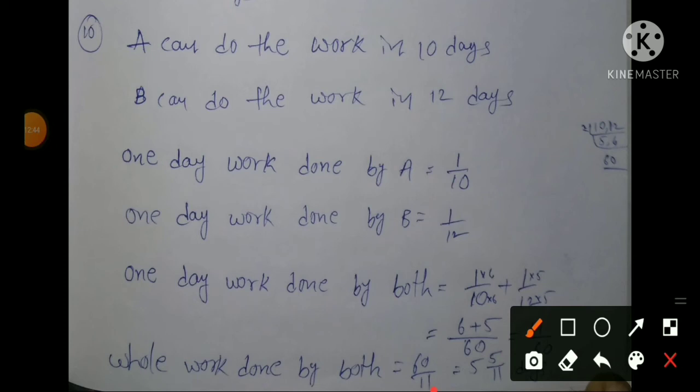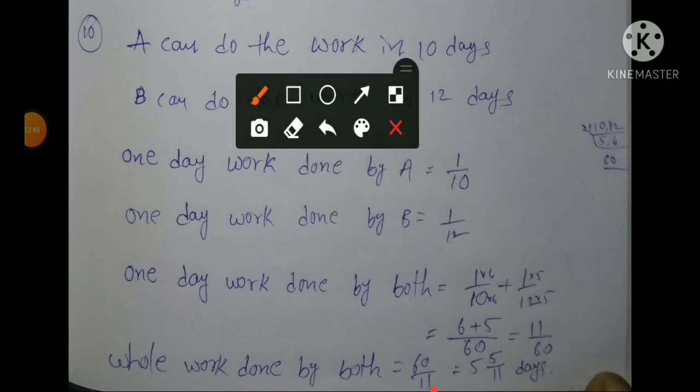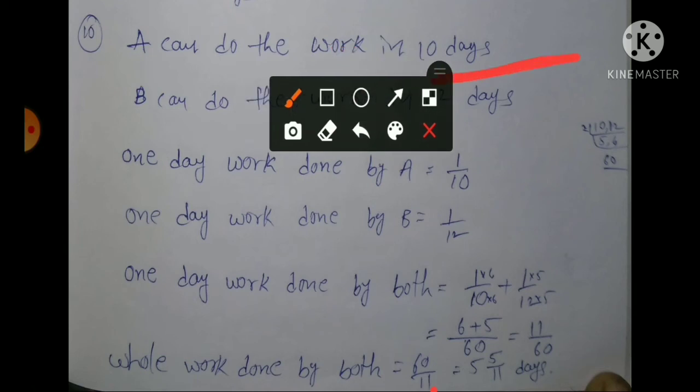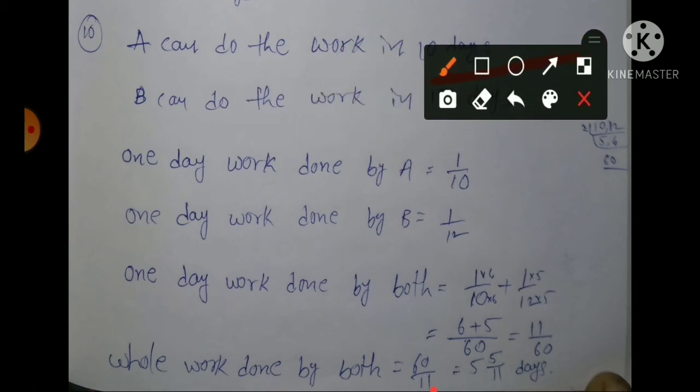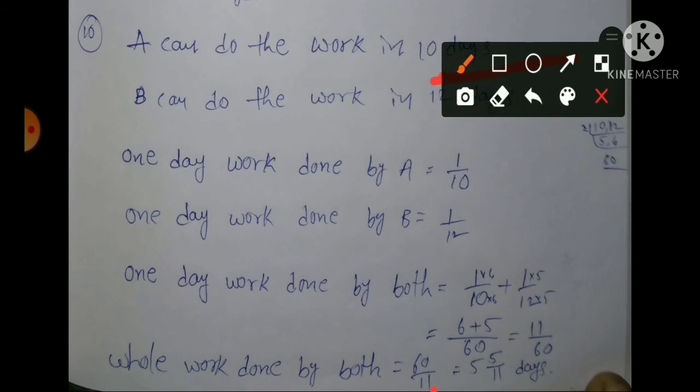Here, A can finish the work in 10 days. So 1 day work done by A is 1 by 10. B can do the work in 12 days. 1 day work done by B is 1 by 12. 1 day work done by both is 1 by 10 plus 1 by 12. That is 11 by 60.